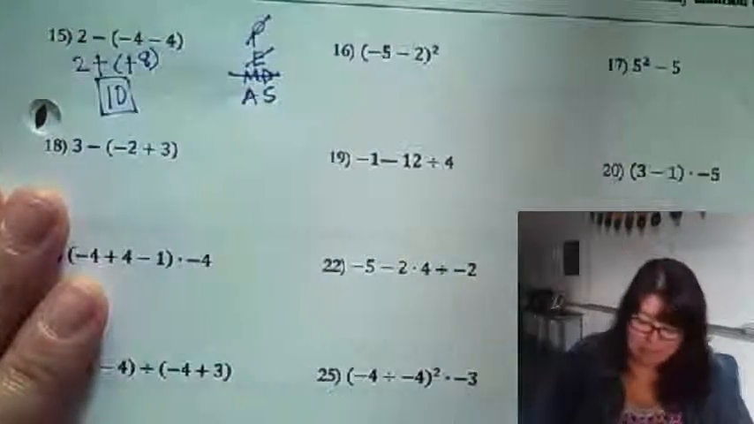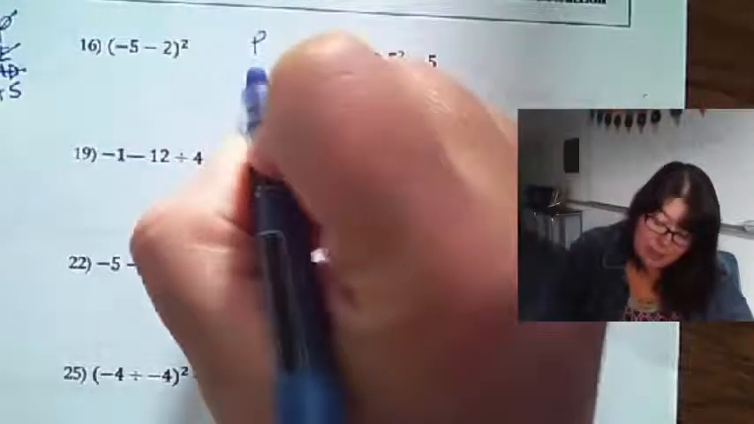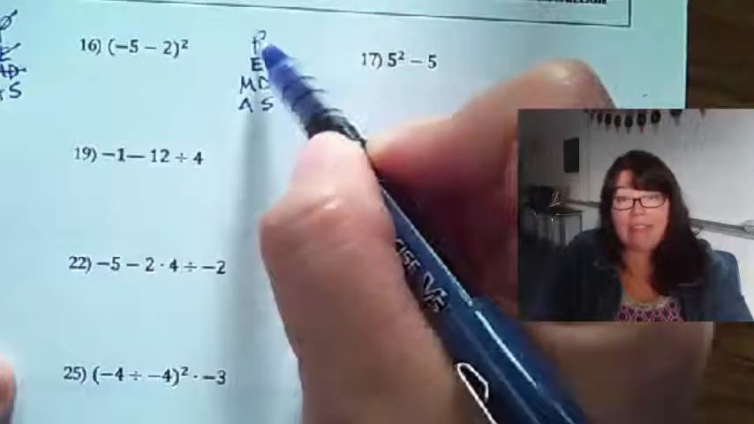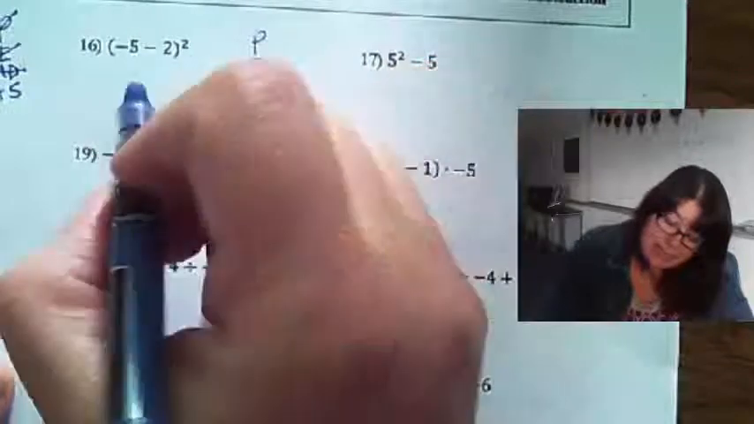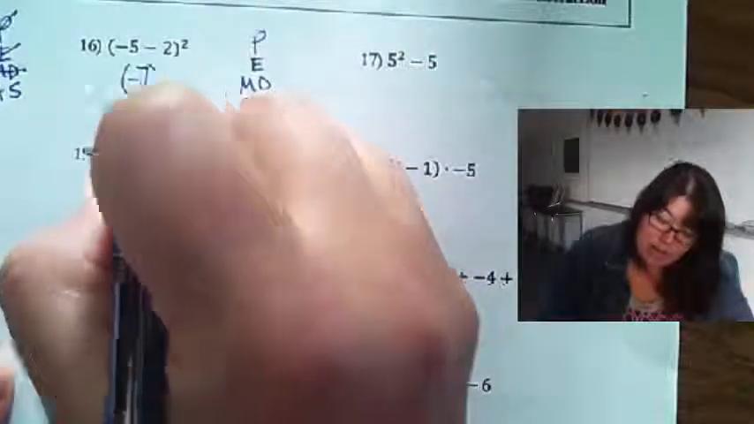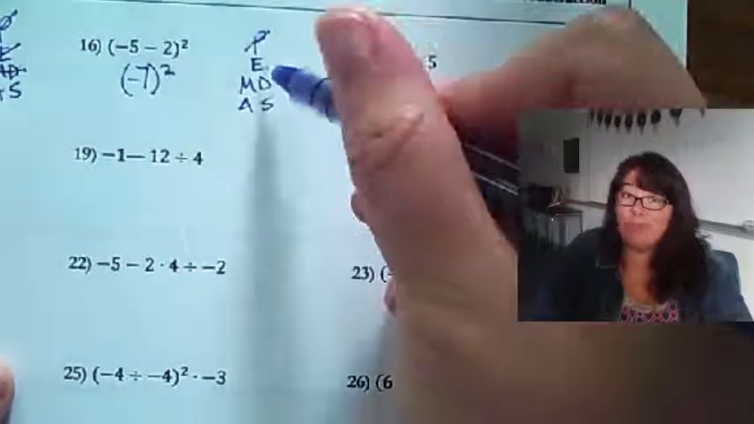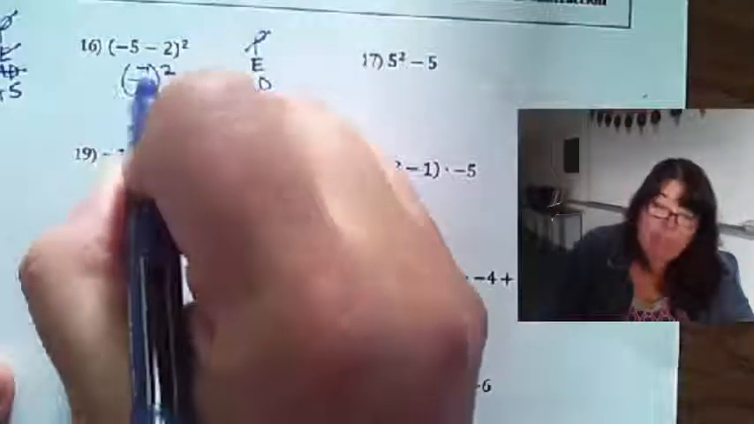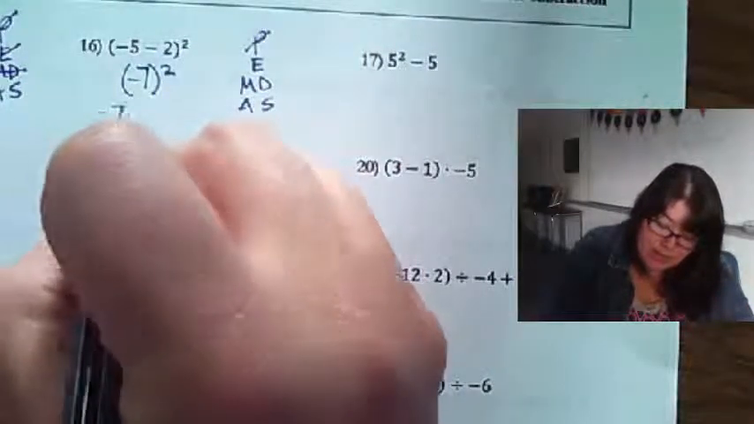Let's take a look at another one. Number 16: parentheses, exponents, multiply and divide, add and subtract. So parentheses, do I have anything inside parentheses? I do. I have -5 and -2, same signs, add and keep. Parentheses are done. Now, do I have any exponents? Sure do. I have this squared. And remember, the exponent, in order to apply it, means that I'm going to multiply -7, and I'm going to do that 2 times. I have 2 of them, so -7 times -7.